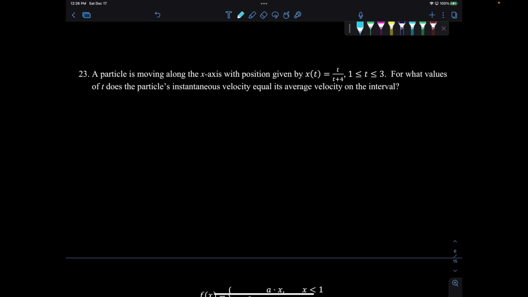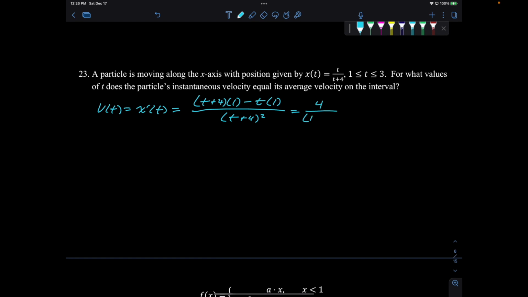So instantaneous is the derivative, right? V of t is x prime of t, which will be bottom, derivative of the top, minus top, derivative of the bottom, all over the bottom squared. And this simplifies to something. We got t plus 4 minus t, so just 4 over t plus 4 squared.